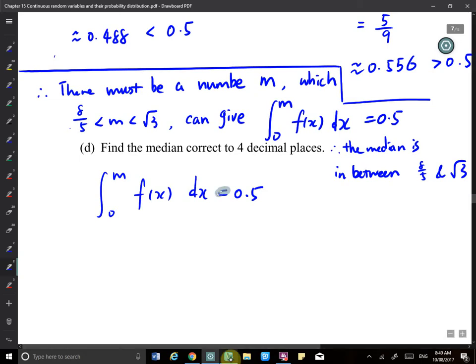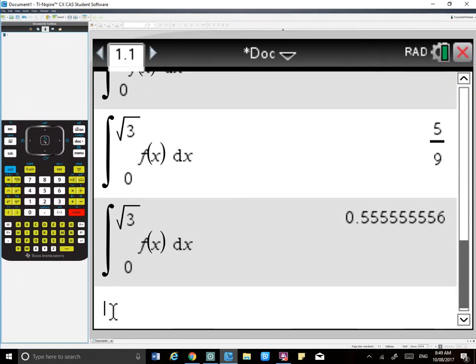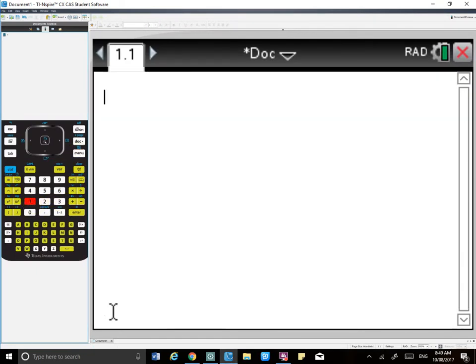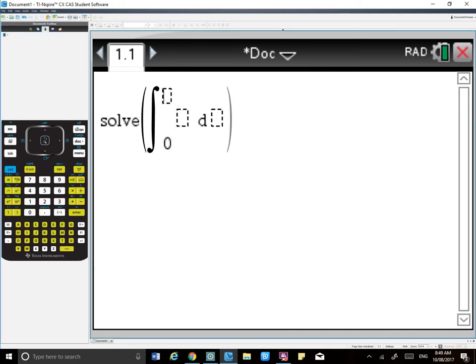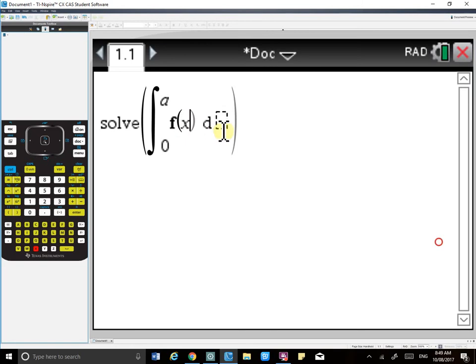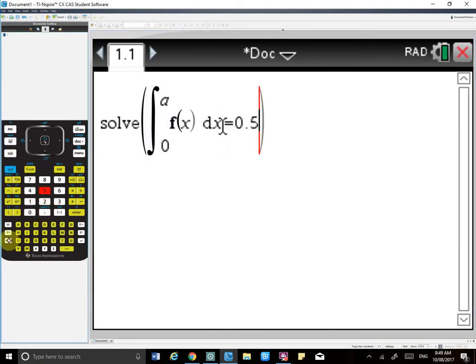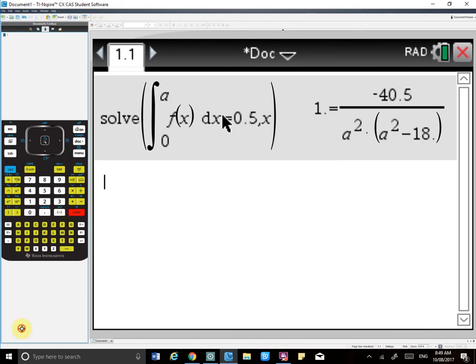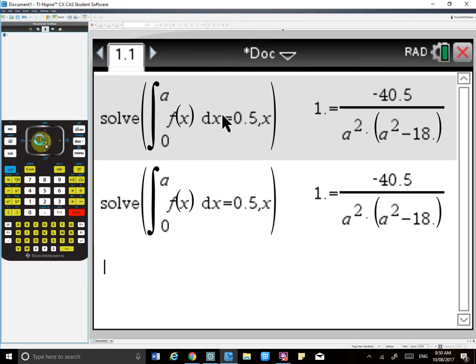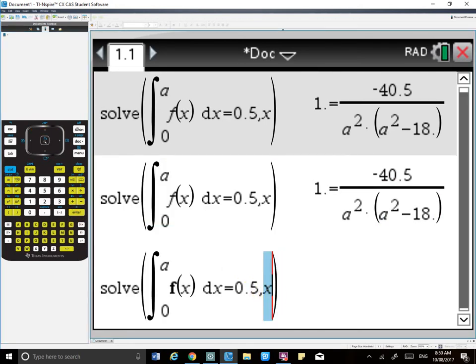So you have that function, and we're trying to solve for that. Trying to solve the integral from 0 to, let's say, a of f(x) dx that equals 0.5, comma a. You're solving for a.